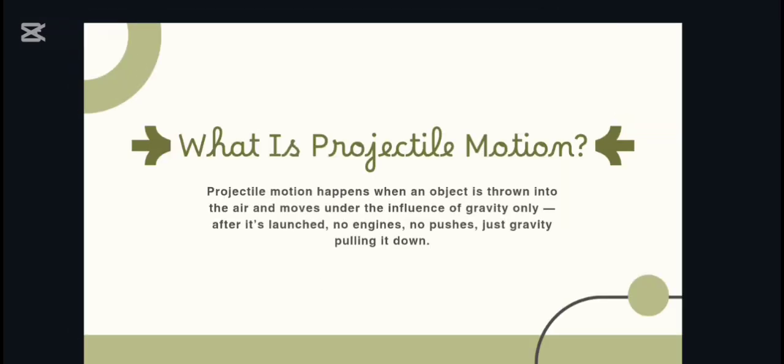First of all, what is projectile motion? Projectile motion happens when an object is thrown into the air and moves under the influence of gravity only. After it's launched, no engines, no pushes, just gravity pulling it down. It follows a curved path called a parabola.